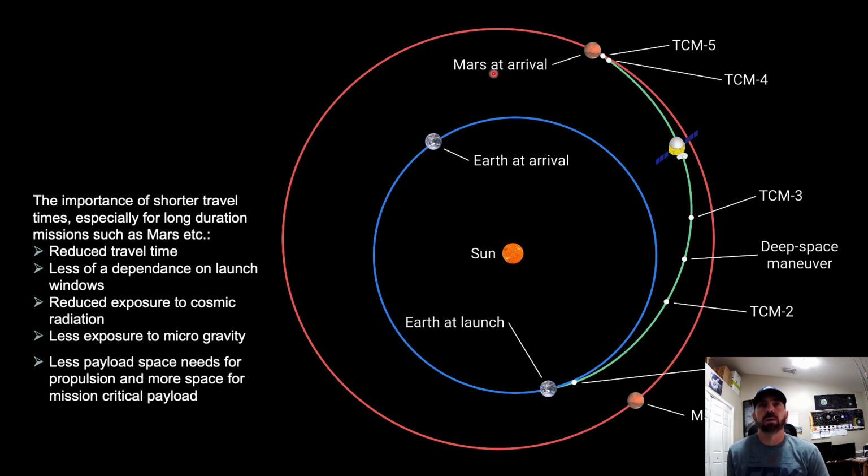And we'll talk about later, this is a typical launch trajectory for a mission to Mars, but it is very dependent on the windows to make the trip as short as possible.